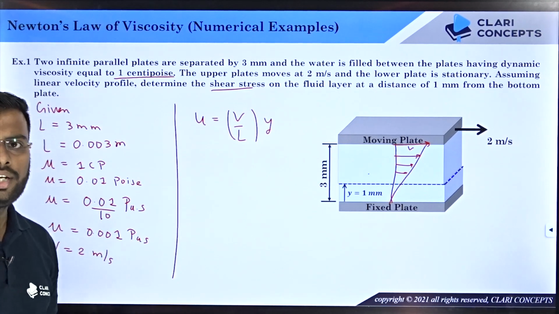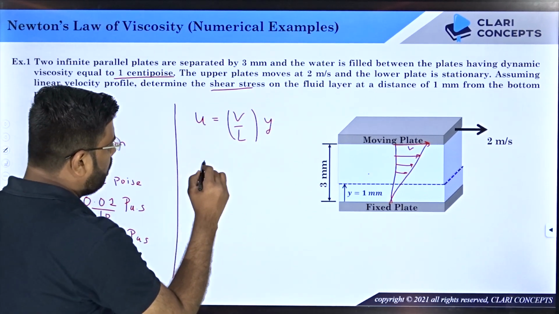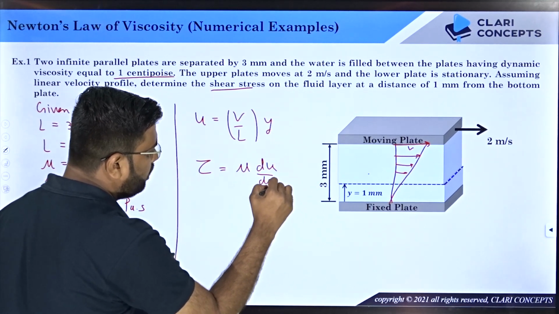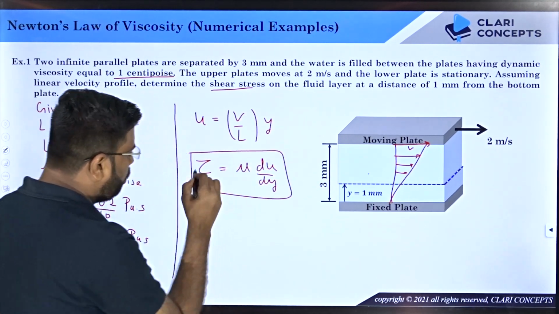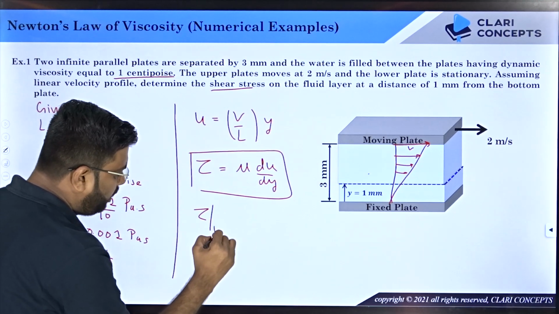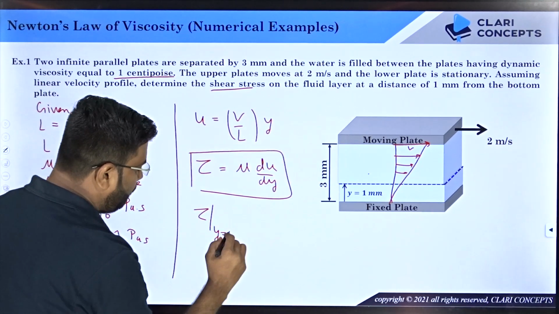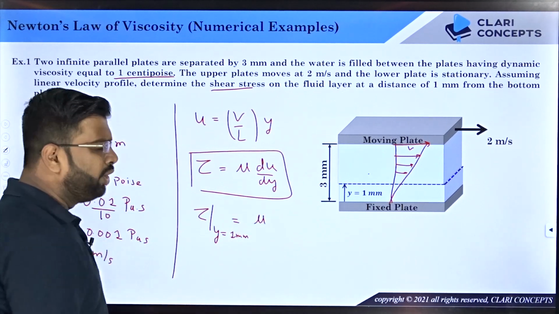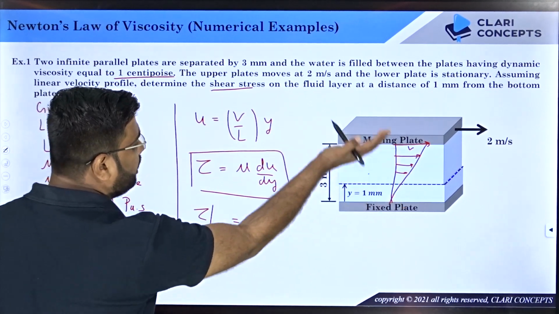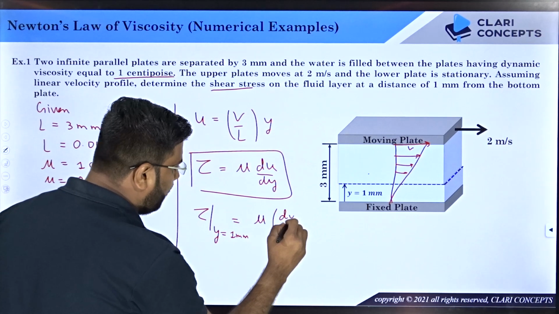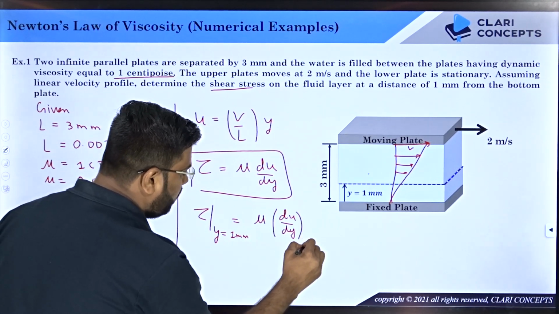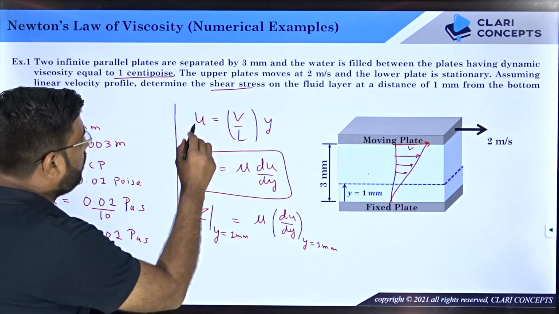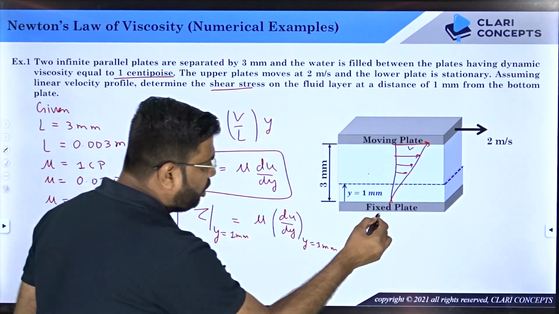You know that shear stress can be determined by Newton's law of viscosity with the formula tau equals mu du by dy. Now I want to know tau at y equals 1 mm. Mu is anyway the fluid property, so it will be the same at all the layers. But I need du by dy at y equals 1 mm. So firstly I need to know what du by dy is. I know that u equals V by L into y, so I will find the value of du by dy.